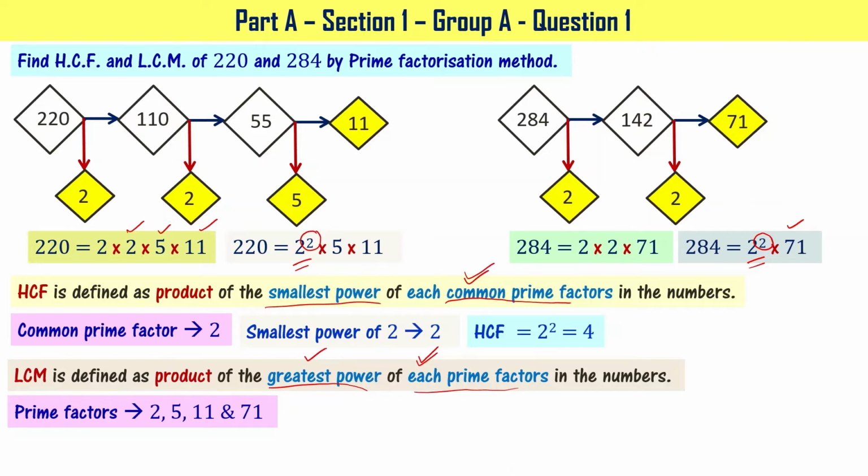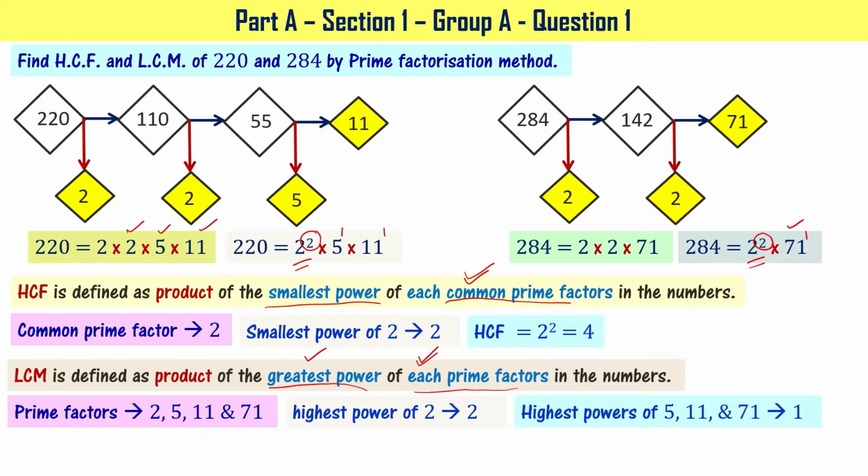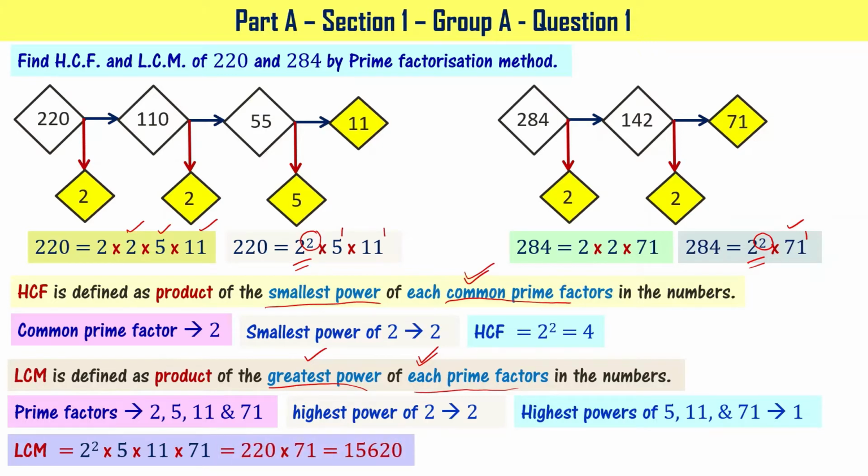In the case of 2, the greatest power or smallest power is the same, that is equal to 2. In case of 5, you have 1, 11 you have 1 and 71 you have 1, right? Those are the powers. So now let's write that the highest power of 2 is 2, the highest power of 5, 11 and 71 is just 1, right? Now let's get the LCM, that is 2 square times 5 power 1 times 11 power 1 times 71 power 1.